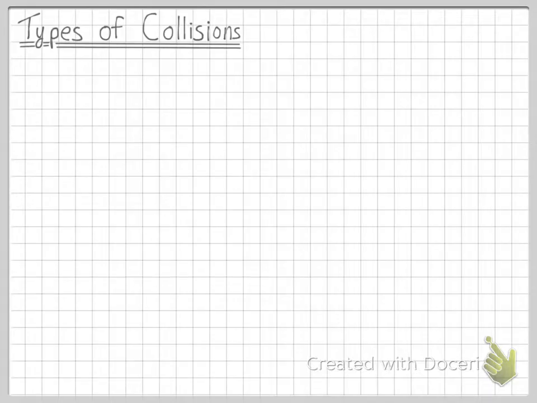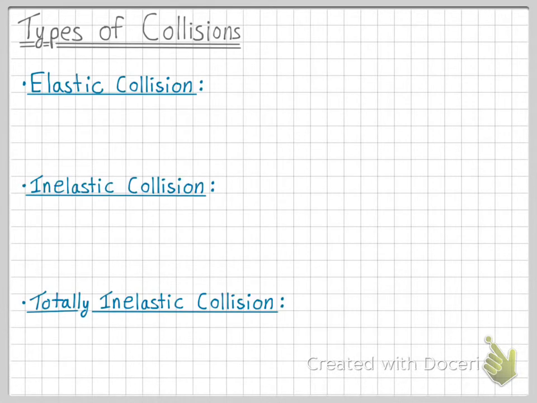This video covers three different kinds of collisions. There are elastic collisions, which occur when there is no loss of kinetic energy. When no kinetic energy is lost, we know that the initial kinetic energy of the system will equal the final kinetic energy of the system.